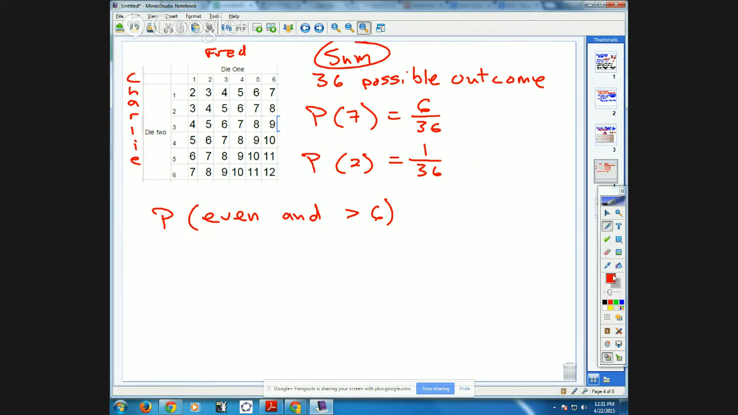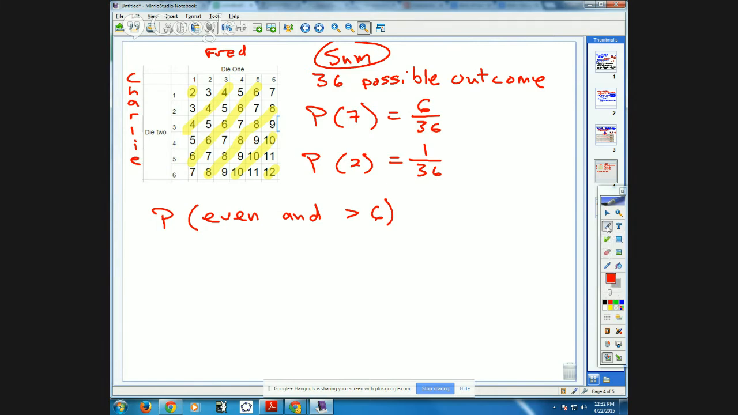So we'll look over here, what are our even numbers? Let's highlight those. Even sums are this one, and that one, and that one, and that one, and that one, and that one. Okay, so those are my even sums. So what is that? 1 and 3 and 5 and 5 and 3 and 1 is 18, I think, possible even sums there.